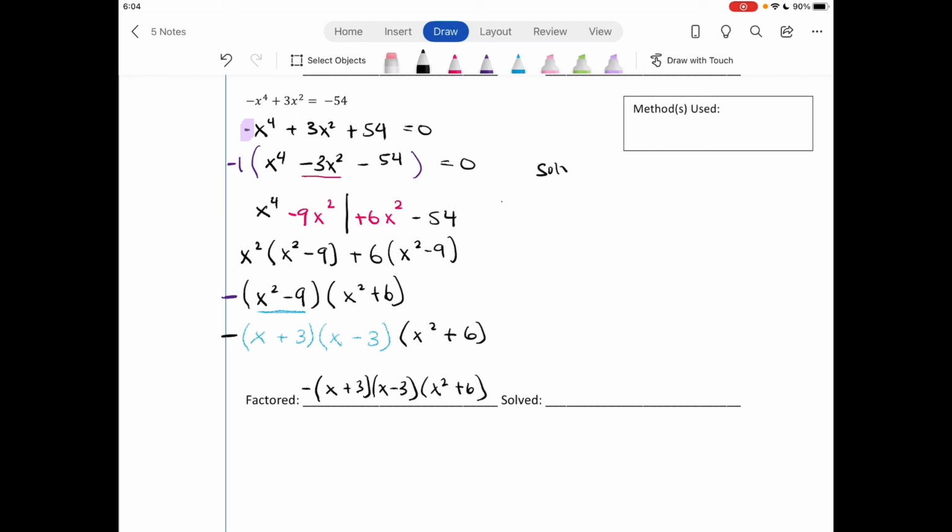Now to solve. We're going to take everything, set it equal to 0. So x plus 3 equals 0. X minus 3 equals 0. X equals negative 3, and x equals positive 3.